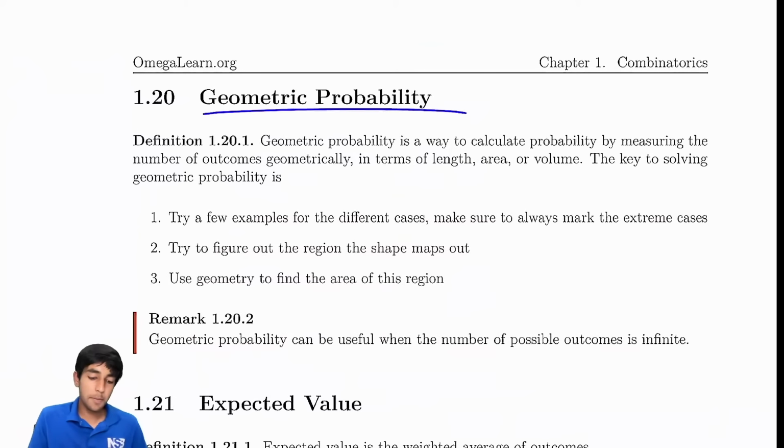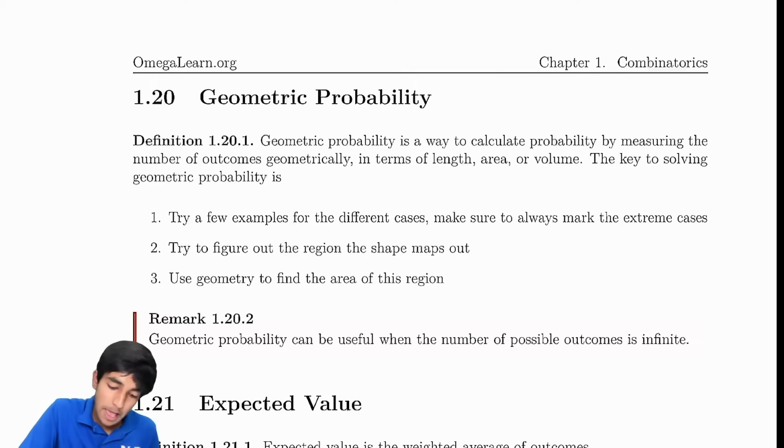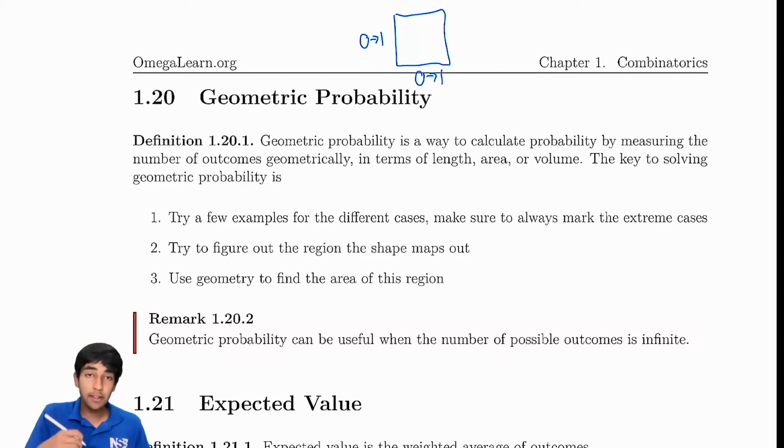Okay, now geometric probability is basically when you have an infinite number of possibilities, you represent it with a square grid. So let's say, a standard example, you're picking a number from 0 to 1. You pick another number from 0 to 1. What you do is graph this on a square, right? You have 0 to 1 on the x-axis and 0 to 1 on the y-axis. You're trying to say, okay, what is the probability that they at least differ by half?